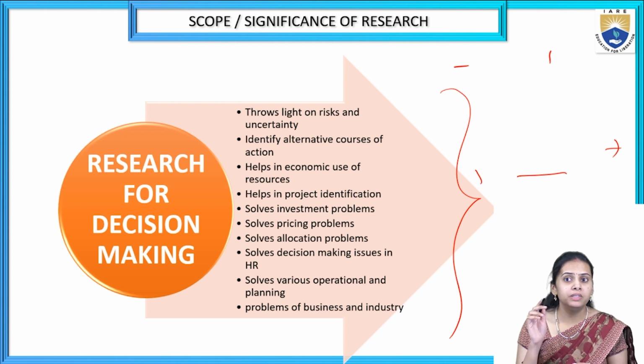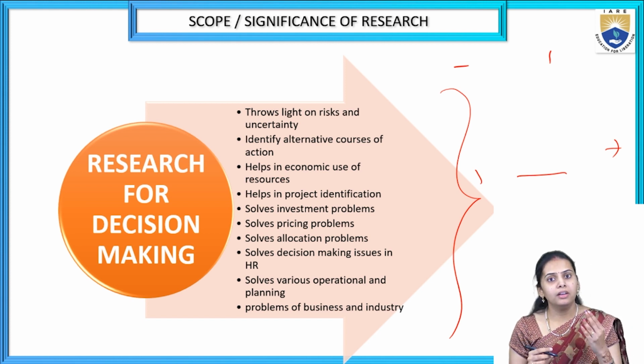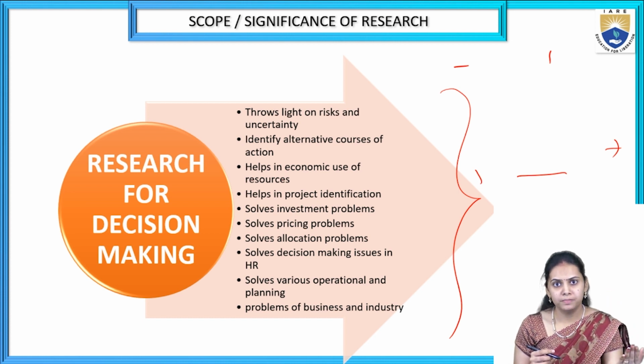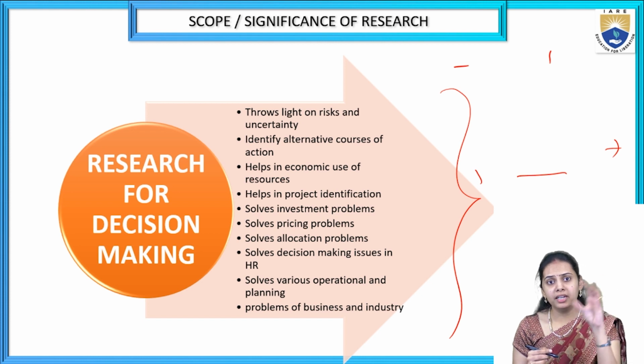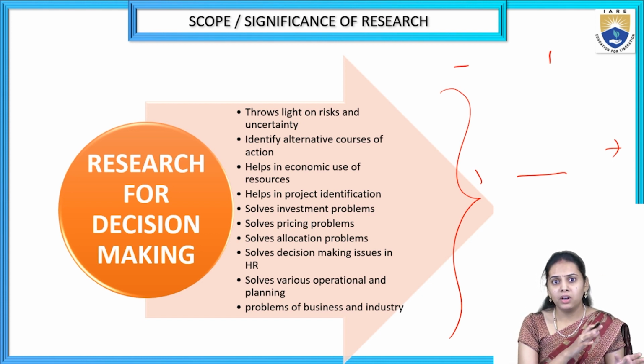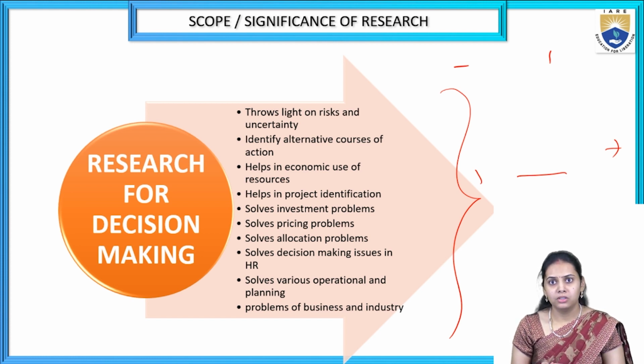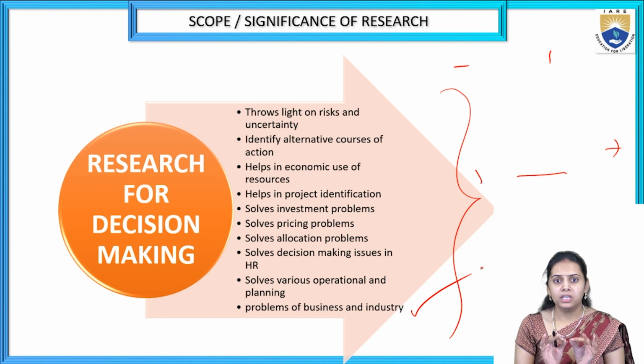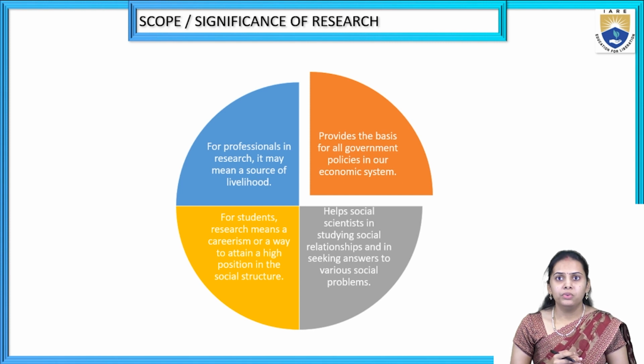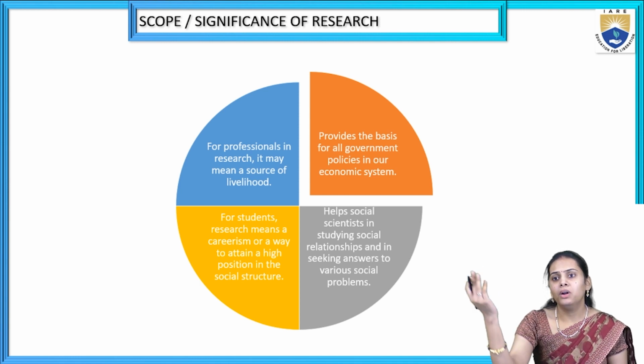Finally, the problems of business and industry again. If we are inventing a new product, how it impacts current businesses and current industries is also one of the factors to consider before releasing our product. So this is also a very important step when we are thinking about getting our idea into research. Okay, and there are a few other factors: for professionals in research, it may mean a source of livelihood, because if an industry has an R&D cell, this is their profession. It's not like if they didn't crack problem one, they'll go with problem two.